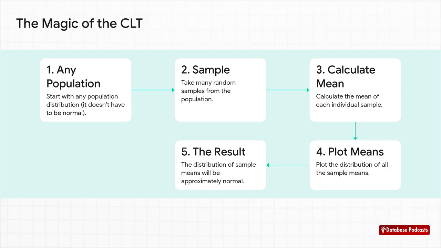Second, you start pulling out lots and lots of random samples from it. Third, for each one of those little samples, you calculate its average. Now, for the amazing part, you take all of those sample averages you just calculated and you plot them on a histogram. The shape that starts to form, you guessed it, a beautiful, predictable bell curve.